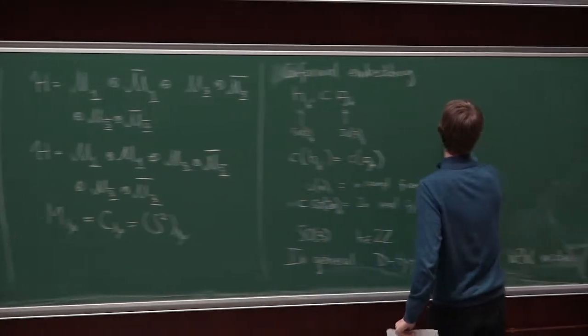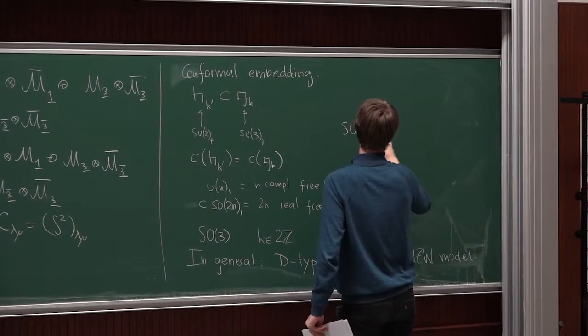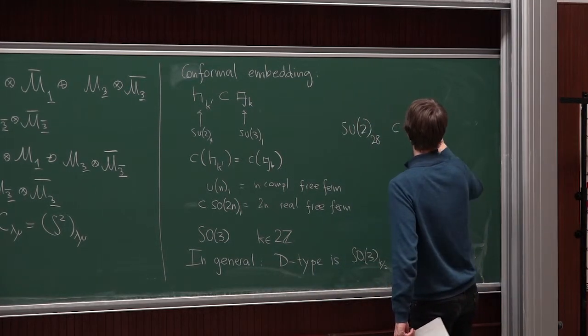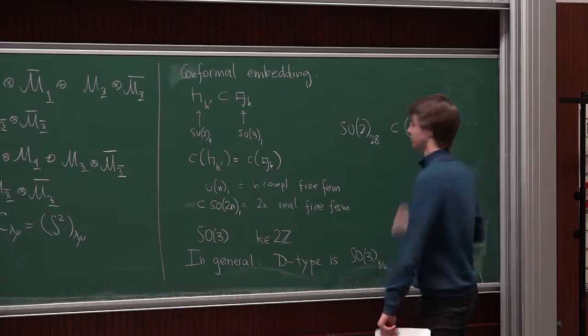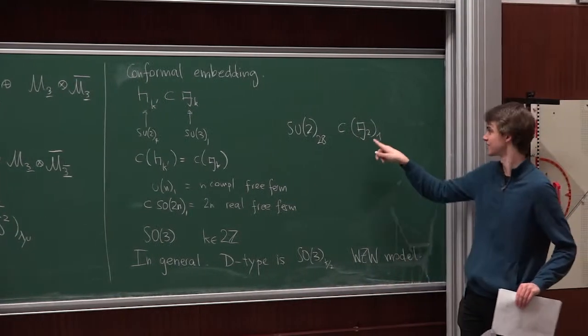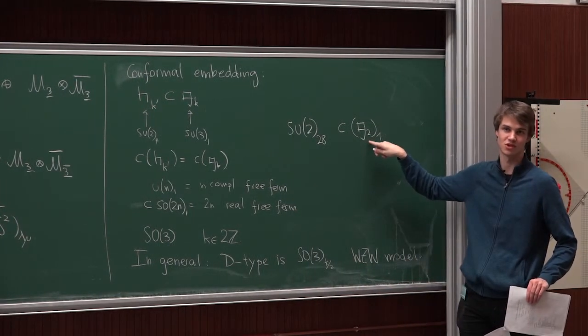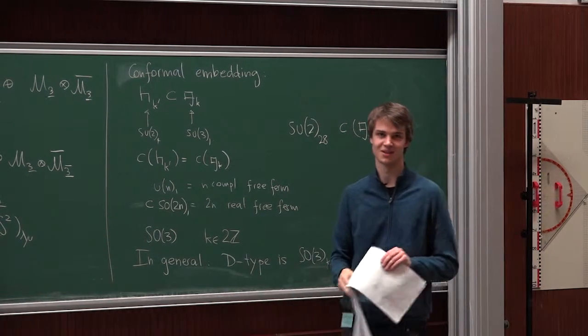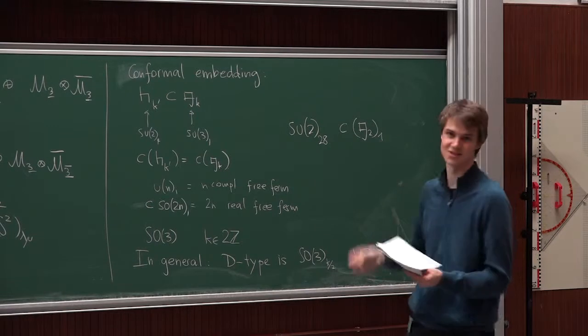So the ones you look at in the exercise, the E-type, the E8, embeds into G2 level 1. That's still level 1, but this is not simply laced, so the free field construction doesn't work. So here both sides are non-free. And there are many more. This is not the only one.